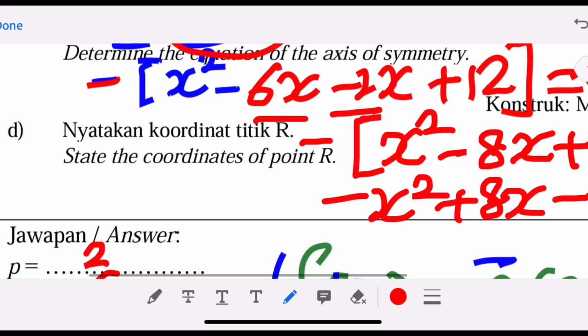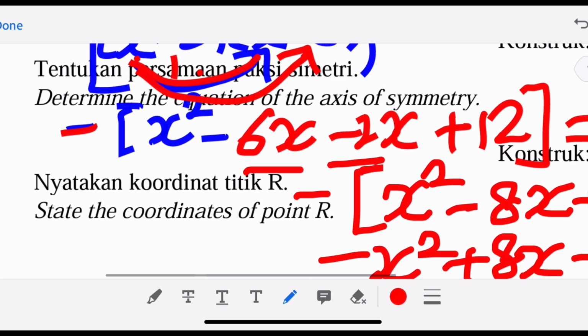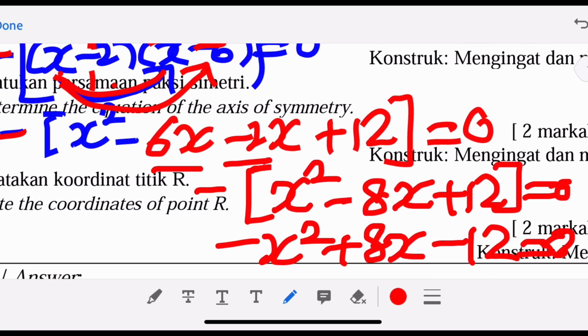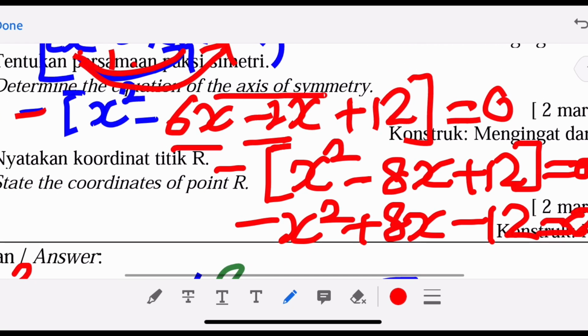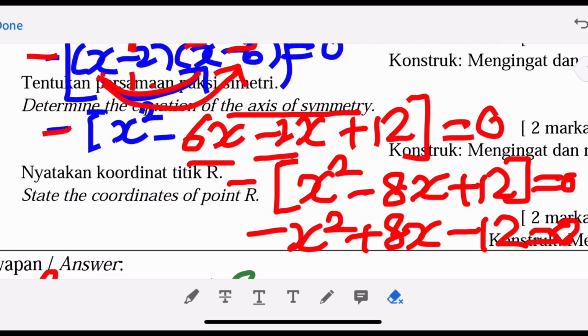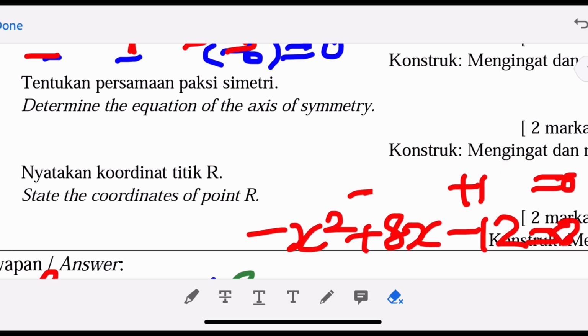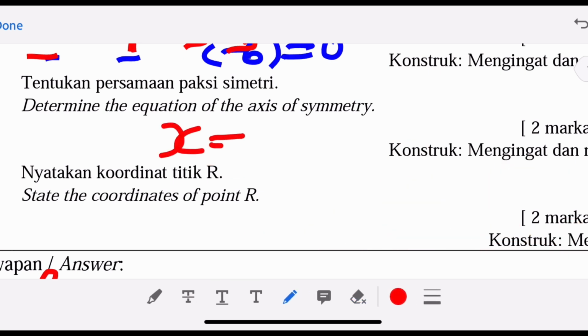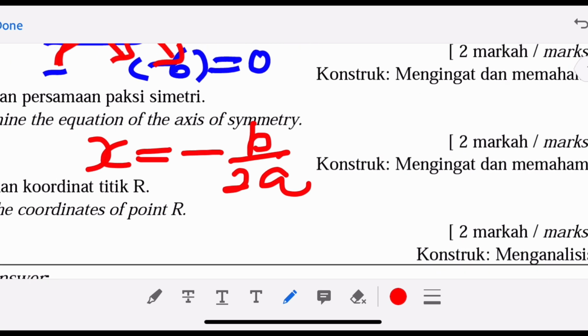Then after that they'll ask you the axis of symmetry, right? After you find the equation, they ask you the axis of symmetry. Let me see whether you still remember the formula the teacher taught you for the axis of symmetry. Axis of symmetry is -b/2a. Memorize the formula.